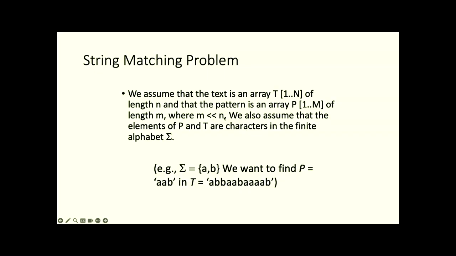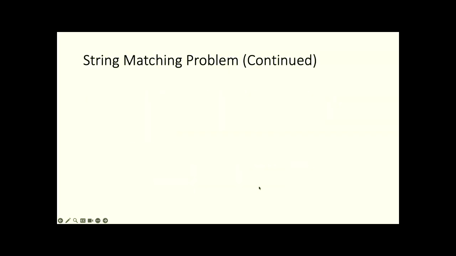We also assume that the elements of P and T are characters of the finite alphabet sigma. For example, sigma equals, our alphabet is A and B. We want to find P equals AAB, and T equals this long string.